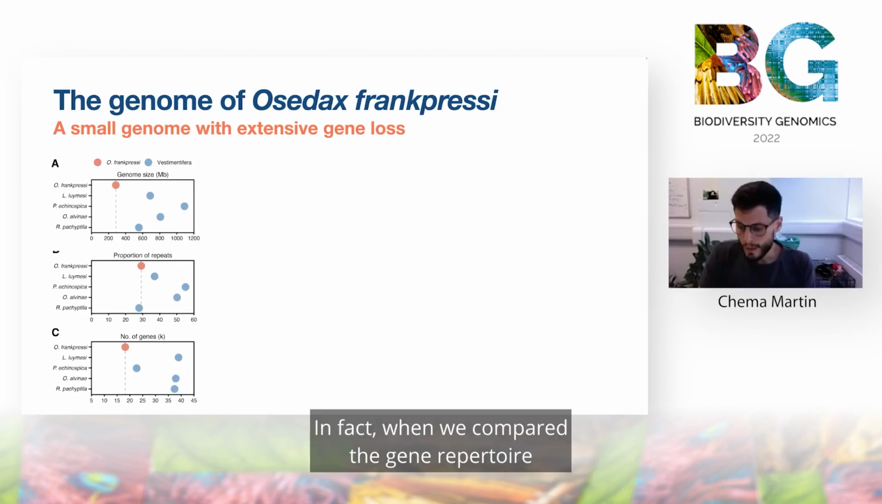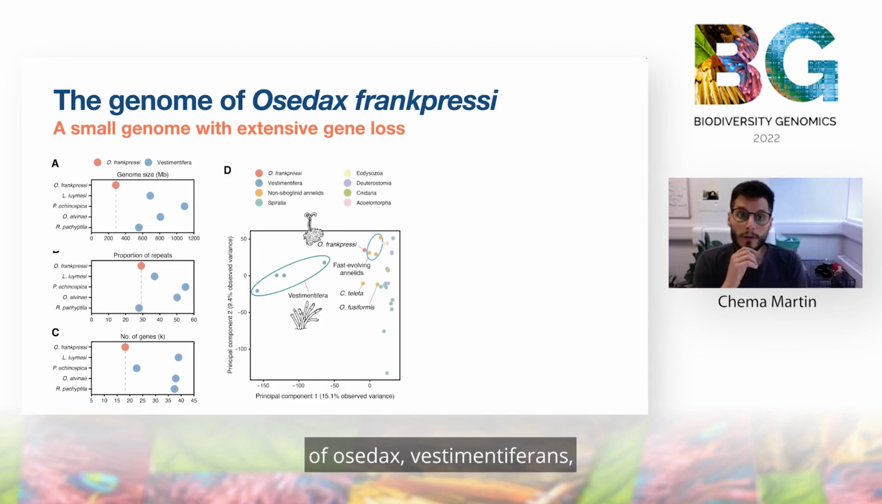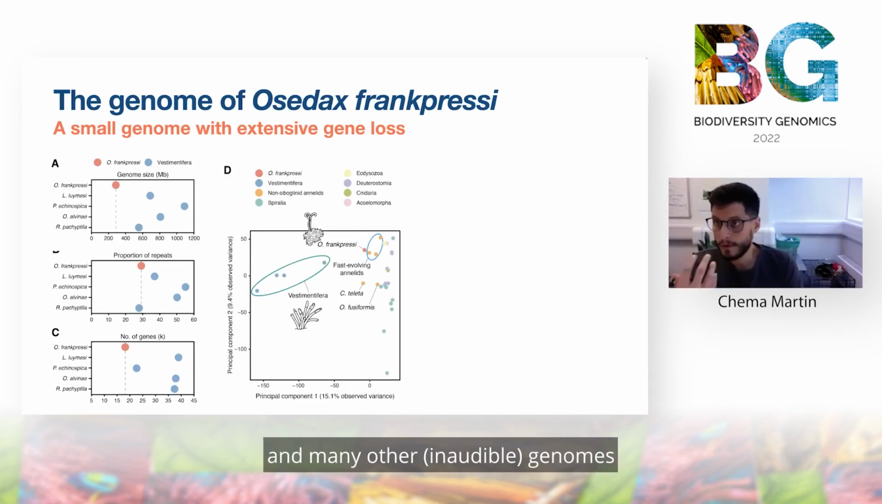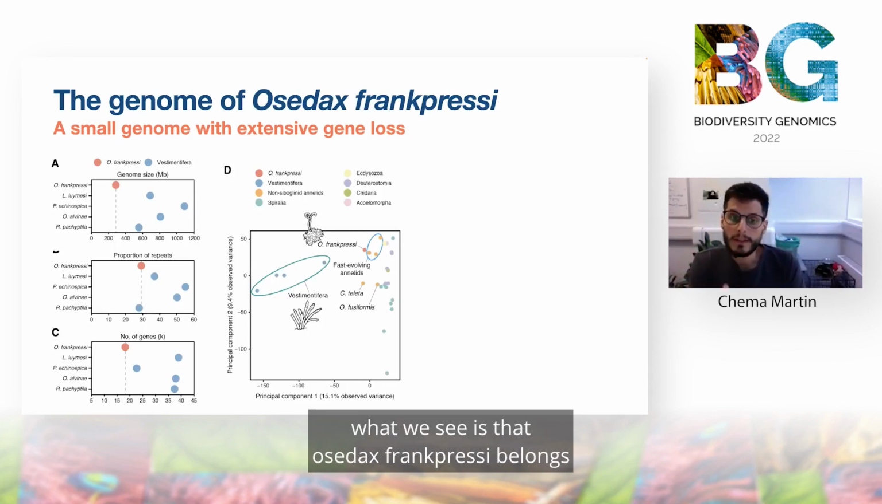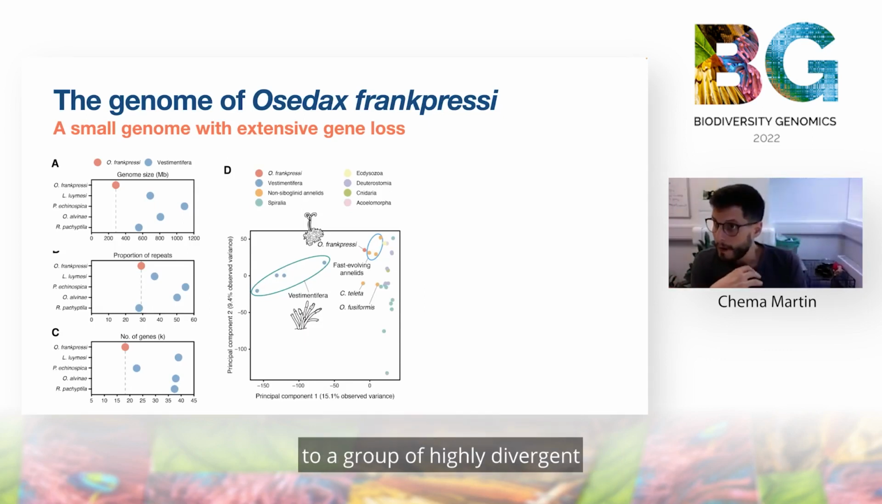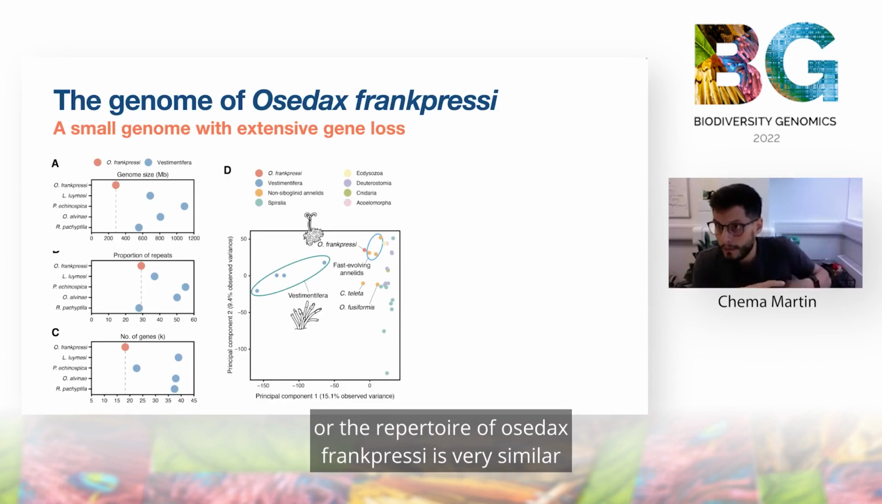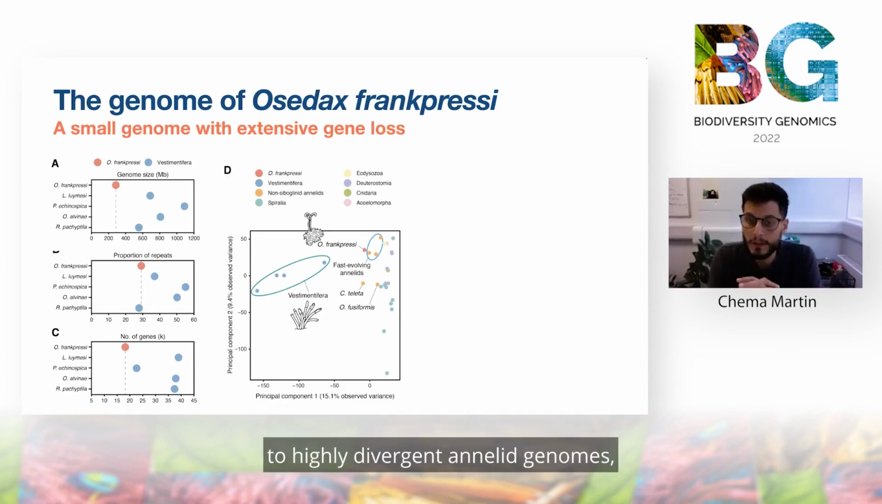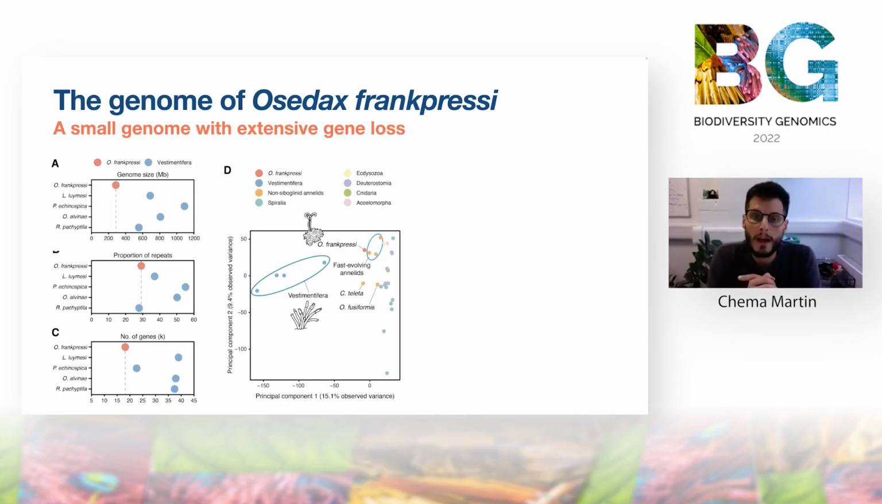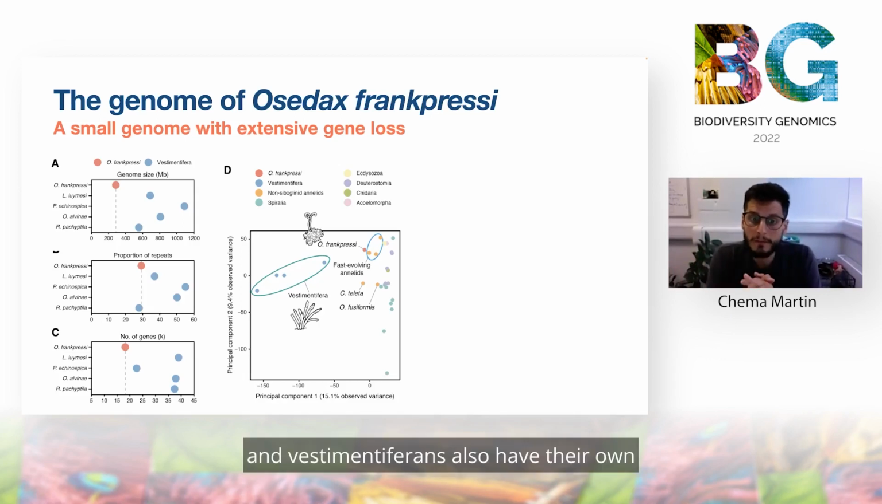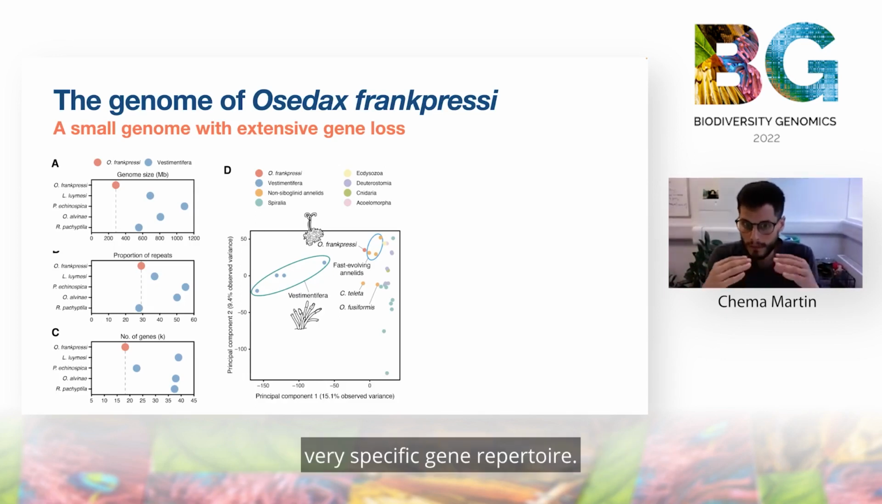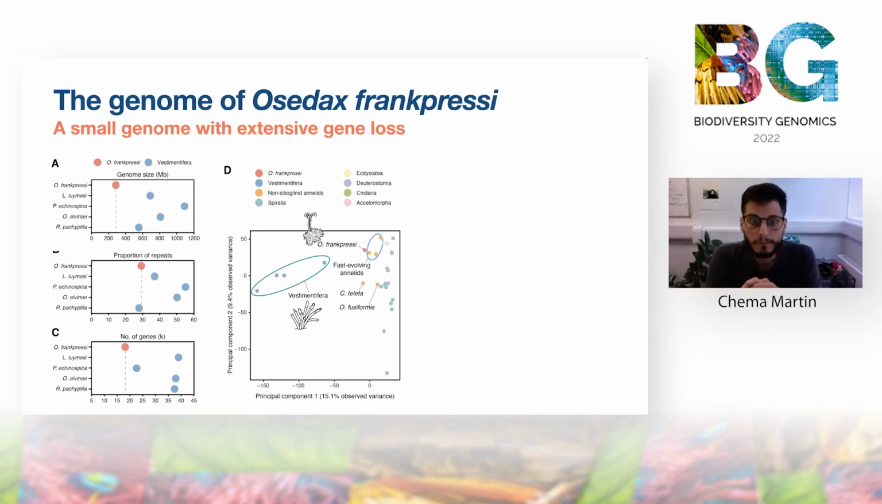In fact, when we compare the gene repertoire of Osedax, Vestimentiferans, and many other bilaterian genomes, what we see is that the repertoire of Osedax frankpressi is very similar to highly divergent annelid genomes, like for instance leeches. And Vestimentiferans also have their own very specific gene repertoire.